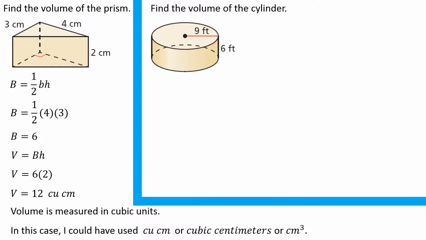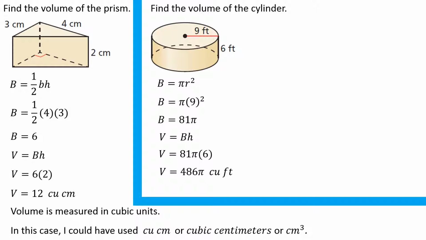Cylinder. Again, you know the volume is going to be area of the base times the height. So let's find the area of the base. It's a circle, pi r squared. Radius is 9. 9 times 9 is 81. That's the area of the base. Let's multiply by the height. Area of the base times the height. 81 times 6. 486 pi cubic feet. That's an exact answer. If I need a decimal equivalent, use a calculator.